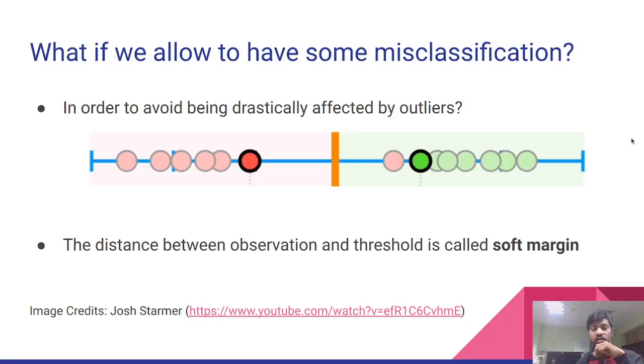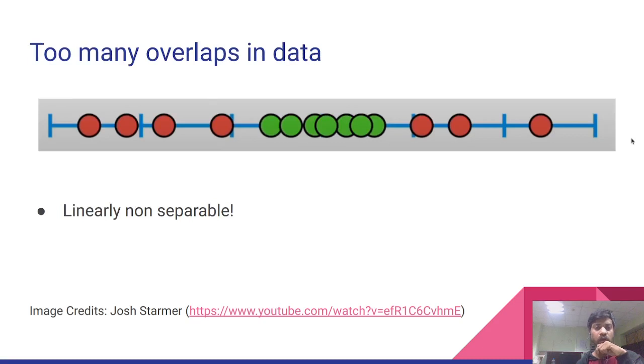Okay. Then let's move to the next slide. So what will happen if there are too many overlaps in the data? Suppose in this example you are taking a medicine, and how much medicine you are taking. So red here means, suppose here it is 0, 1, 2, 3, 4 doses, and maybe 8, 9, and here maybe much more.